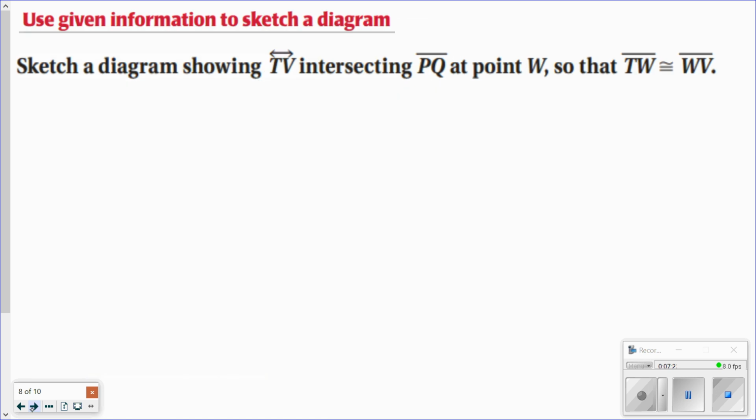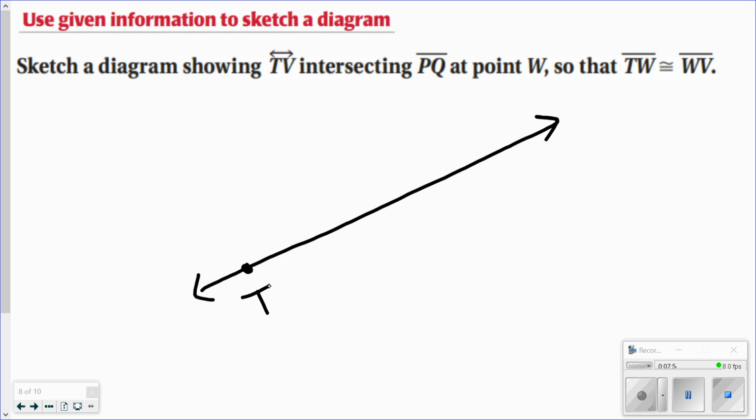Sketch a diagram to show line TV intersecting segment PQ at point W so that segment TW is perpendicular to segment WB. All right, so the first thing I want to do is draw line TV, and I want to label the parts. So I'll draw a line here. Remember, lines have arrowheads. That's important here. So I'll name this point T and this point V.